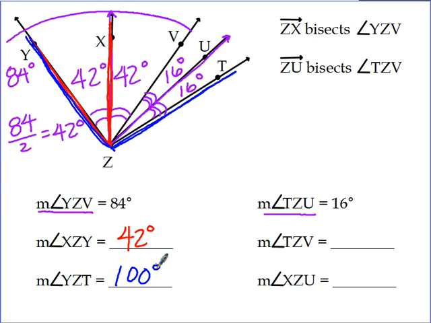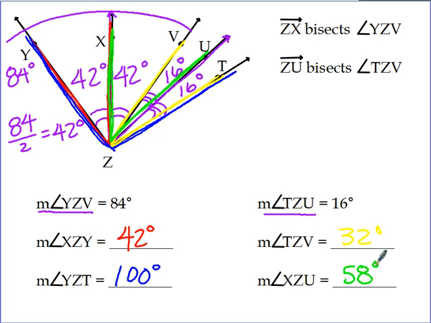Now TZV, let's see where that is. TZV, that's just those two little ones there, so 16 plus 16 is 32 degrees. And finally, let's see what color, green. XZU, so XZU is going to be right there. So that's going to be 42 plus 16, which is 58 degrees.